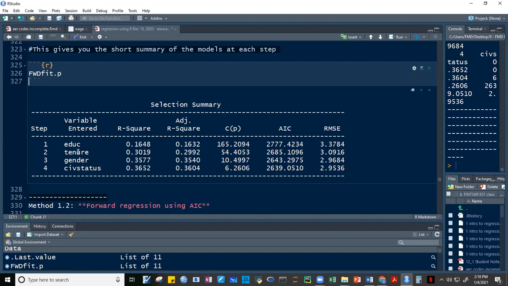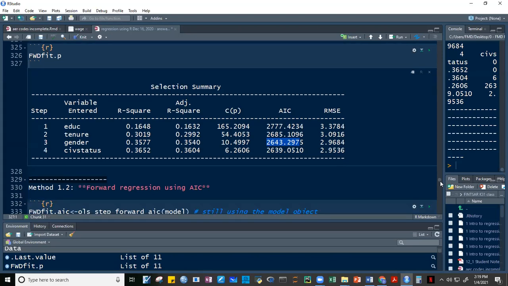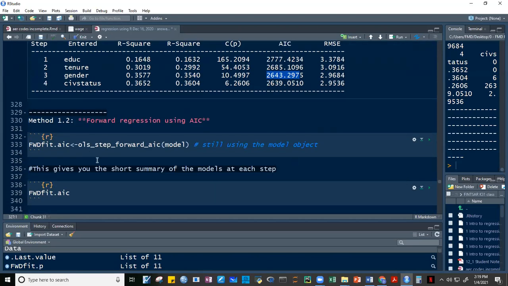Tapos pinasok niya si tenure. Ang nangyari, guys, bumaba si AIC, no? Tumaas si adjusted R squared. Okay? Bumaba si standard error. And then pinasok niya si gender. Okay? Bumaba si AIC, which is good. Tapos civil status. So ito, guys, yung mga significant variables sa final model natin, which is consistent with the backward stepwise regression na ginawa natin. Okay? So I'll just run this, guys, and then tapos na.